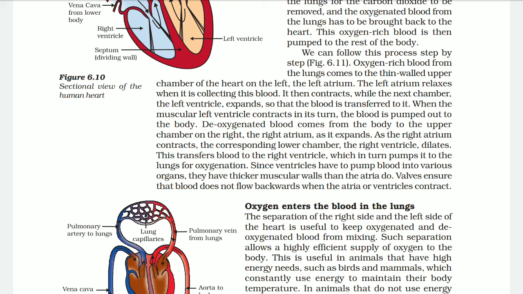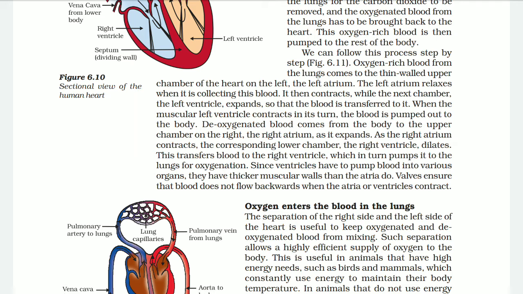We can follow this process step by step. First, oxygen rich blood from the lungs comes to the left atrium. The left atrium relaxes when it collects this blood. It then contracts while the next chamber, the left ventricle, expands so that the blood is transferred to it. When the muscular left ventricle contracts in its turn, the blood is pumped out to the body.